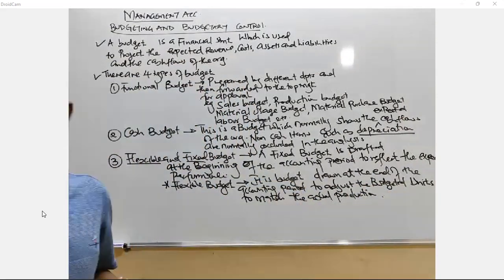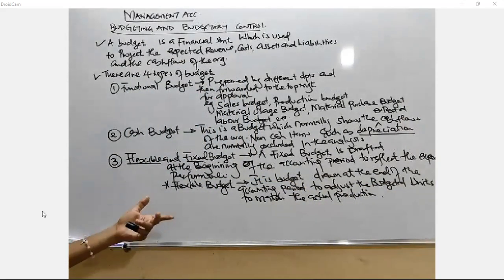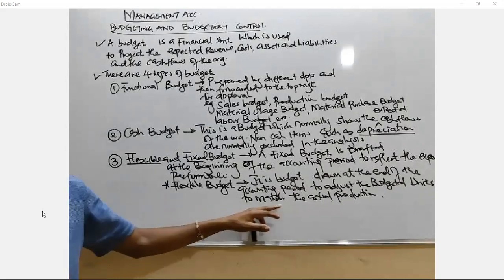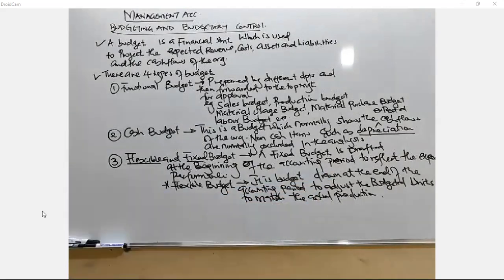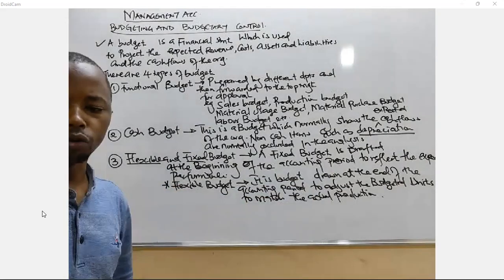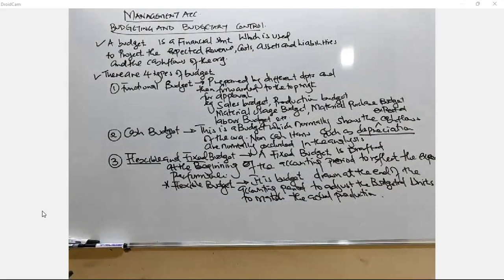Match the actual production. We are saying very simple. A flexible budget is going to be prepared at the end of the accounting period to adjust our budgeted units to match the actual production. You might be asking yourself, why do we have to prepare it at the end of the accounting period? We are saying the number of units produced are equal to the budgeted units, and therefore the difference will be due to the changes in the selling price, variable cost, and the fixed cost, right?